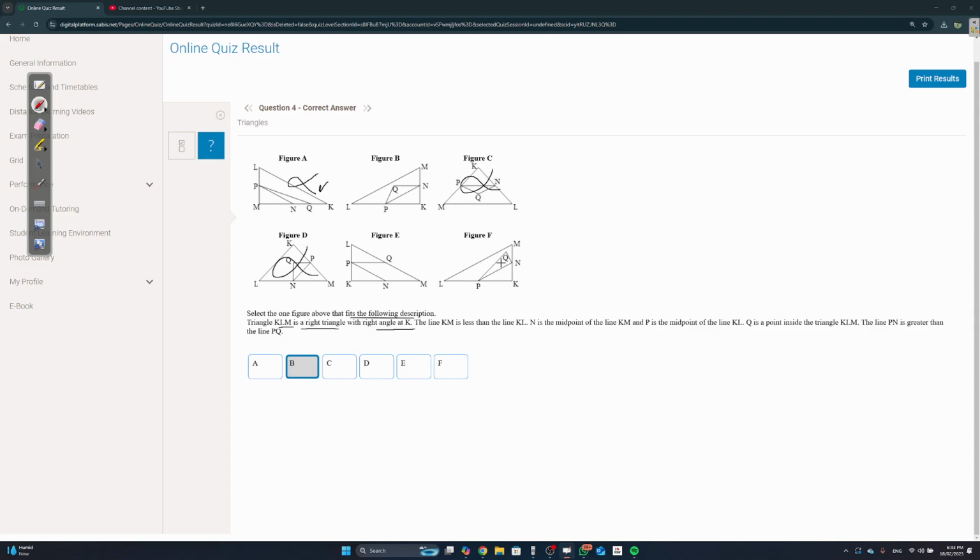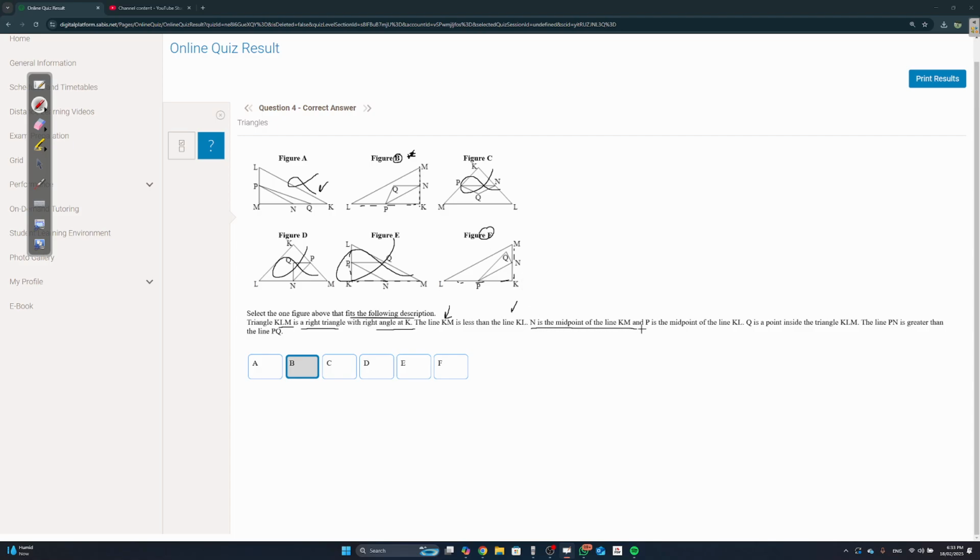Okay, so you're left with B, E, F. We know that the line KM is less than KL. Let's take a look. KM is less than KL. So obviously here it's less, so this one might be correct. This one, KM less than KL, is it? No, look how long KM is, look how KL is. Wrong. So we're left with 2 options, B and F.